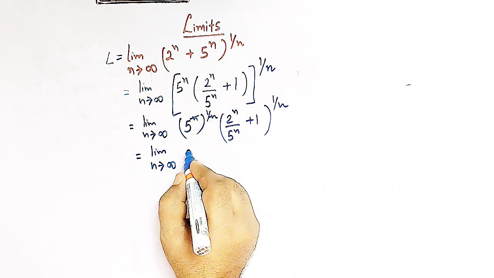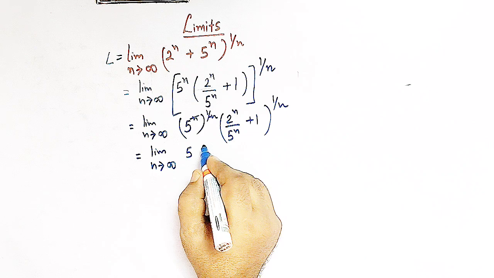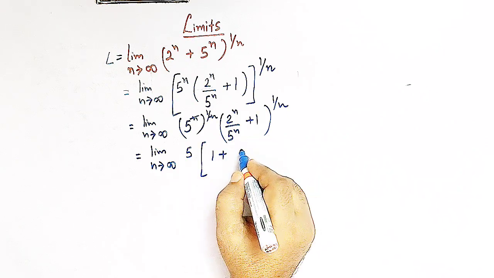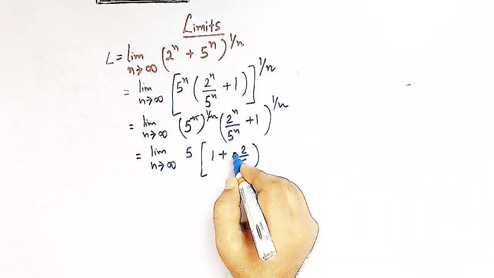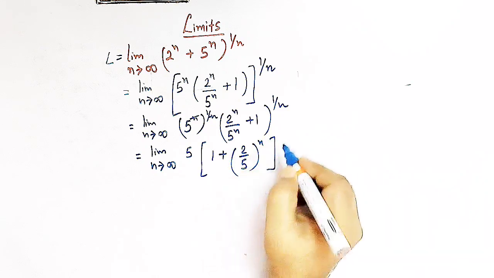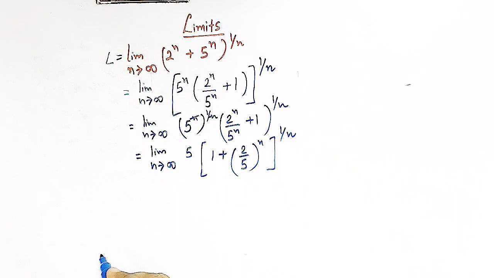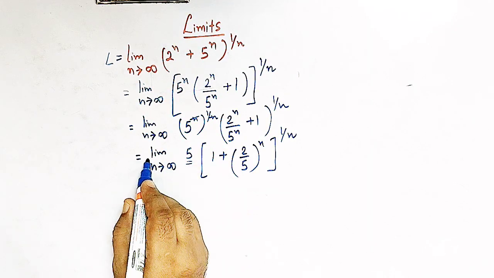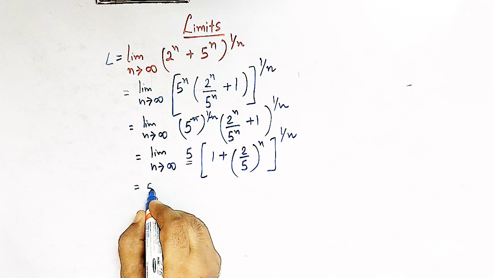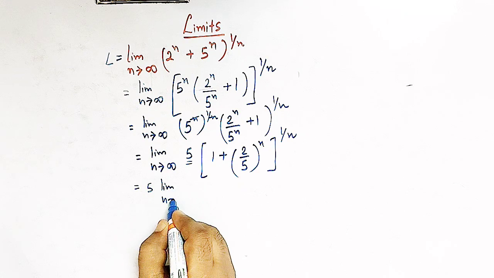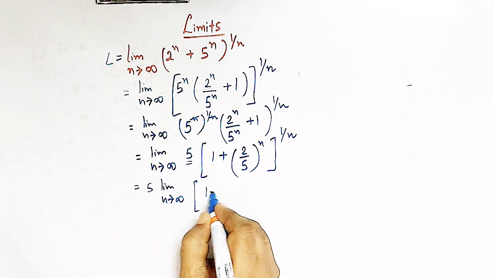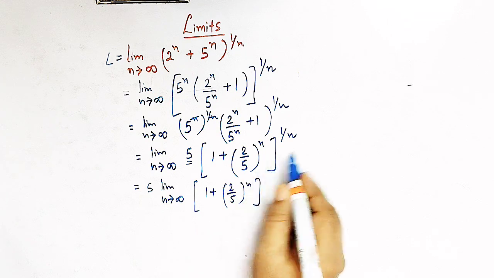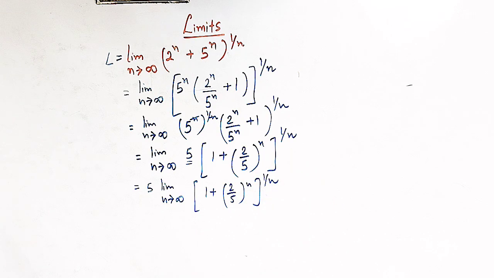Now we have limit n tends to infinity. This n and this n get cancelled. Here we have 5, and here we can now write (1 + (2/5)^n) raised to 1/n, right? So now we can take this 5 in front of the limit notation. So we have 5 times limit n tends to infinity of (1 + (2/5)^n)^(1/n), right?